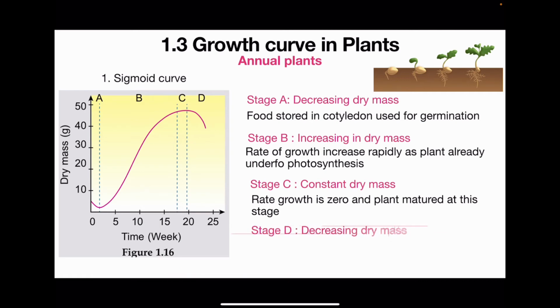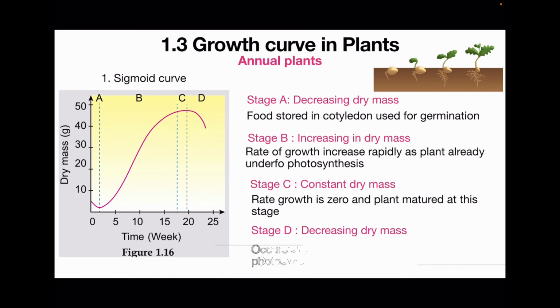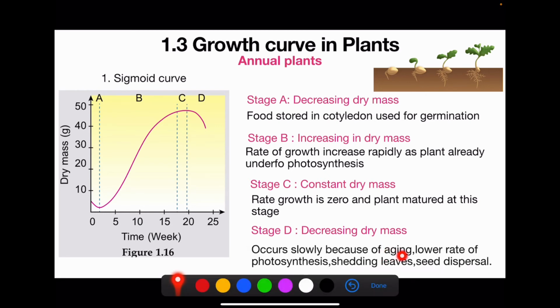Then the last one is stage D, a stage of decreasing dry mass. The mass is decreasing because of aging and the lower rate of photosynthesis, and also the shedding of the leaves. At this stage seed dispersal also occurs. So that makes the mass of the plant decrease.